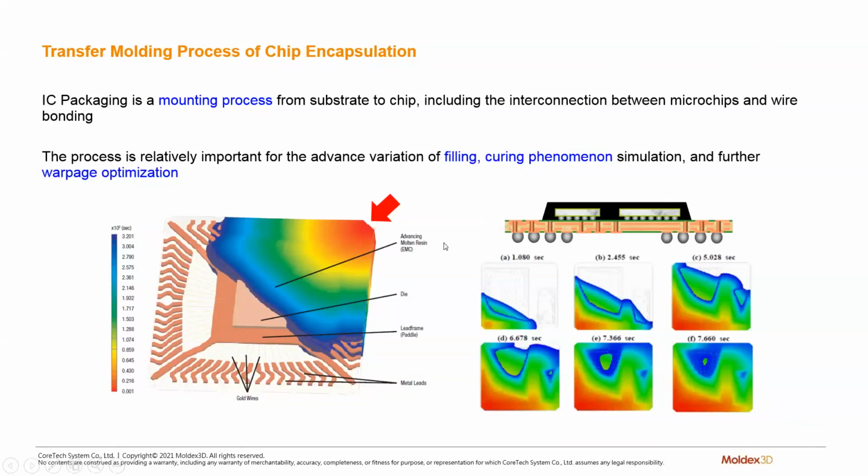Okay, so transfer molding is the simplest method. You do the simulation. You have a mold entrance, then you can simulate this filling behavior, where there is some air trap or hesitation from the upper lead frame or lower lead frame.